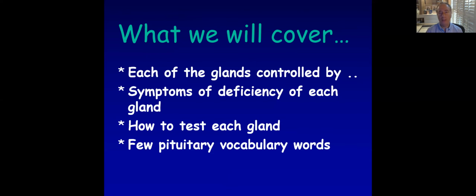So what we will cover, we'll cover each of the glands that are controlled by the master gland, the pituitary, and its boss, the hypothalamus. We're going to go over the symptoms of deficiency of each of the glands. I'm going to mention how to test each of the glands and how you evaluate the medication levels and things like that. And I'm going to give you a few pituitary vocabulary words because I think they probably come up a lot and it's probably good for you to know.